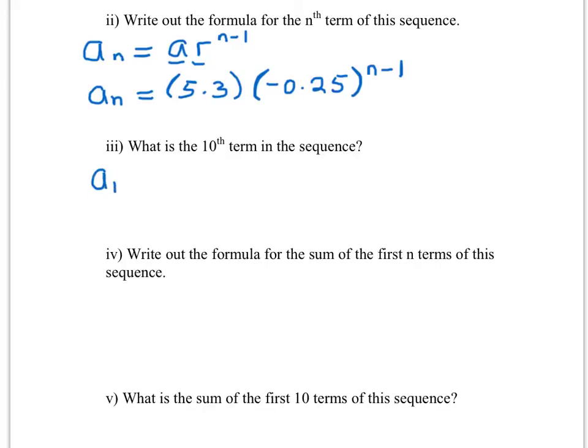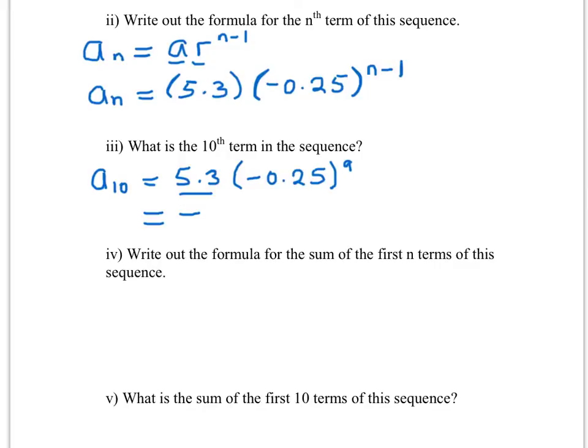So we find that A10 is equal to 5.3 multiplied by minus 0.25 to the power of 10 minus 1. And 10 minus 1 is obviously 9. So we take out the calculator and we work out minus 0.25 to the power of 9. It's going to be a very small number. Then we're going to multiply it by 5.3. So check that you get the same answer as me.